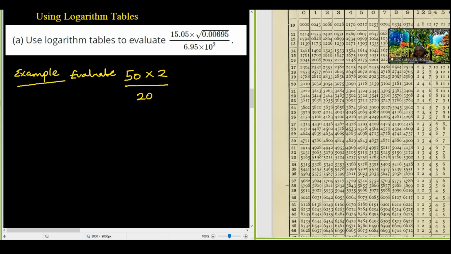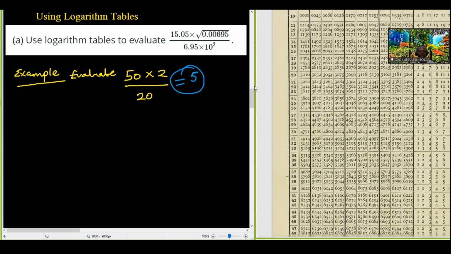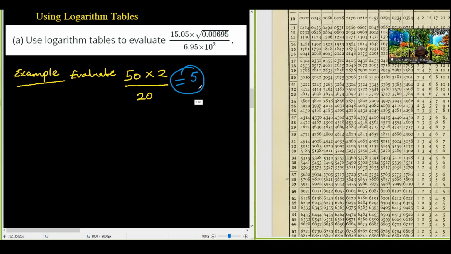Yes, sir. So whatever I will be doing on this logarithms table, I already have my answer at the back of my mind, that if I use a calculator, I'm going to get 5. So let us now see, using this logarithms table, what our answer is going to be. Is that clear?